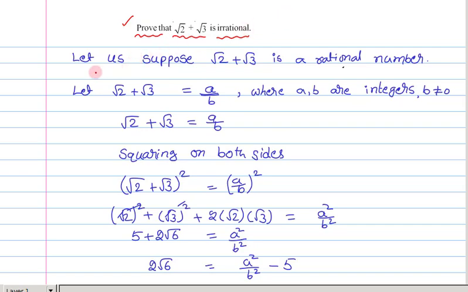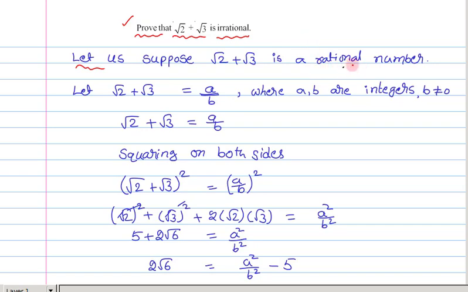Let us observe the question. Firstly, let us suppose that root 2 plus root 3 is a rational number. So I took the contradiction of what we need to prove. We need to prove it is an irrational number, so I am supposing it as a rational number.